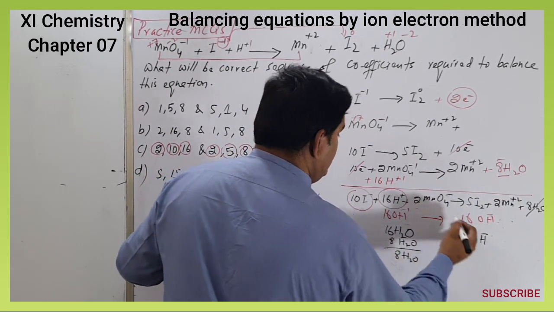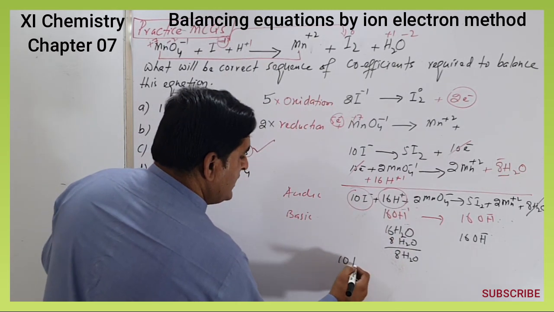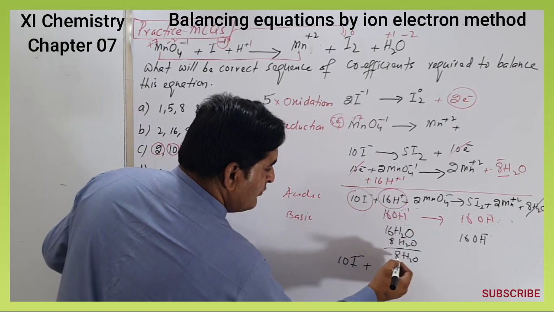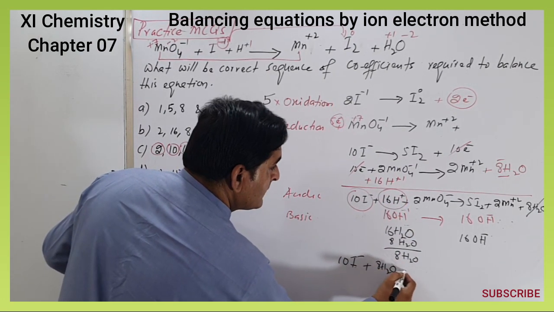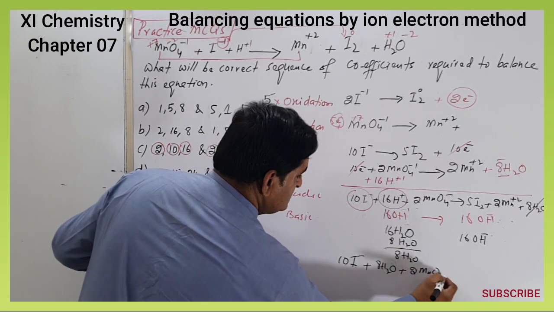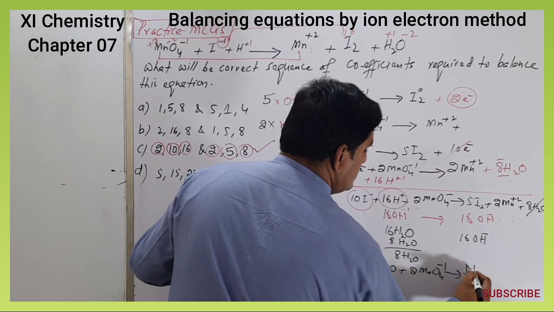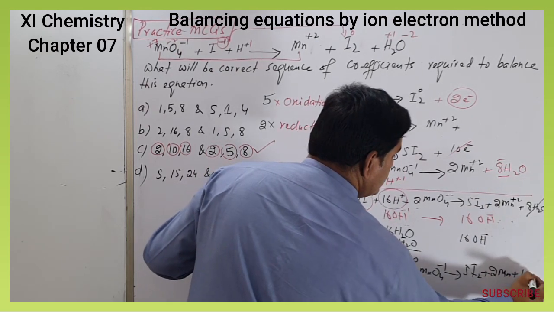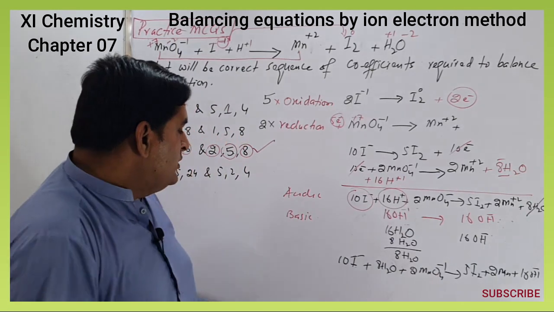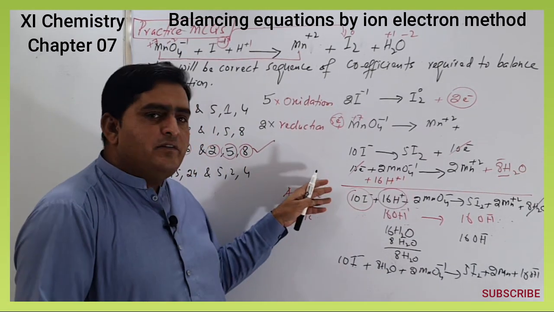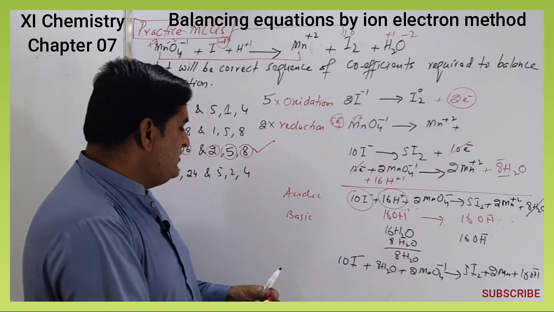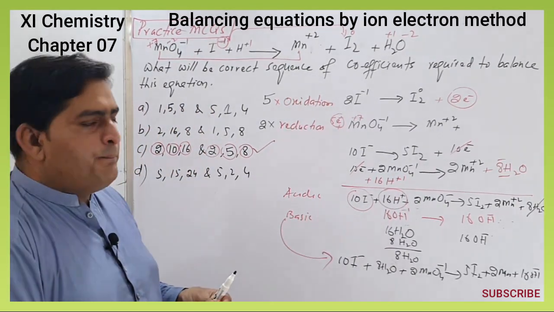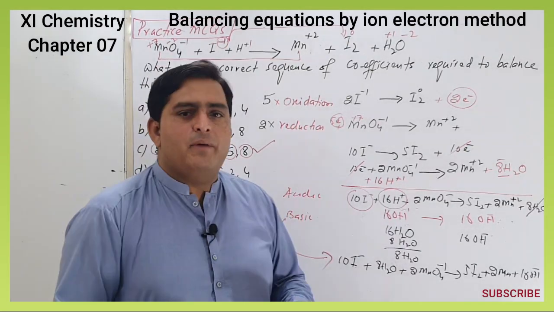So in basic medium, this equation will be equal to 10I, 16 has been cancelled. So what remained here? 8H2O plus 2 MnO4 is equal to 5I2 plus 2 Mn. Water has been cancelled, 16 OH. So this is the way to convert a balanced acidic equation into a balanced basic equation. So this is a basic medium equation. So we can do MCQs in acidic medium as well as in basic medium.